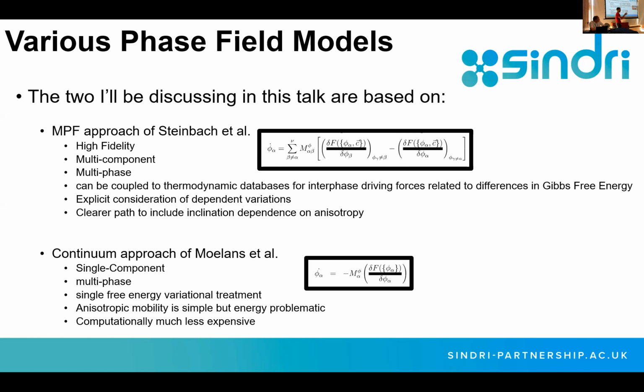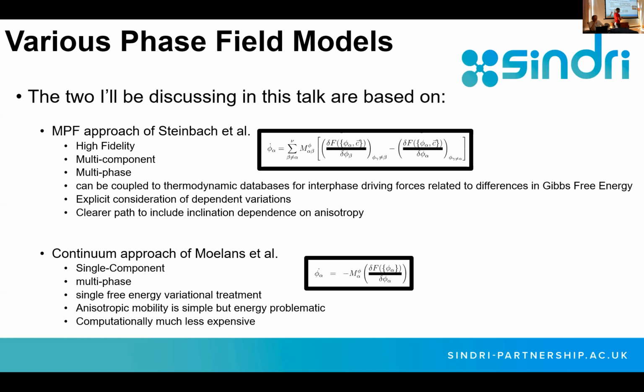The only thing we need to do is couple that to thermodynamic databases to give us the driving forces. So the difference in the Gibbs free energy between an alpha and beta phase will give us the driving force for phase change, basically. However, as part of this project I'm on, we found that it's not really computationally tractable to look at larger components using that type of model. So I've been developing this other continuum field approach based on the work of Moelans.